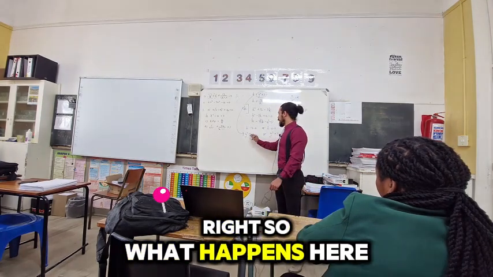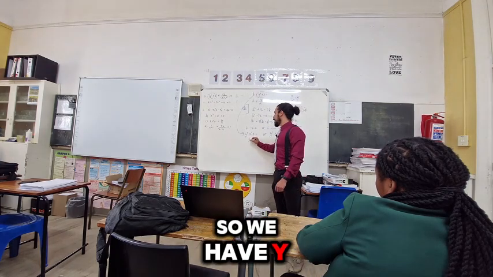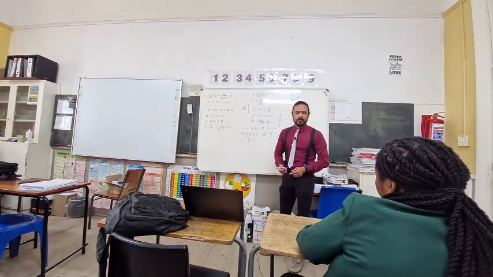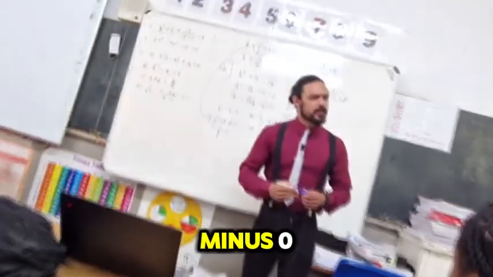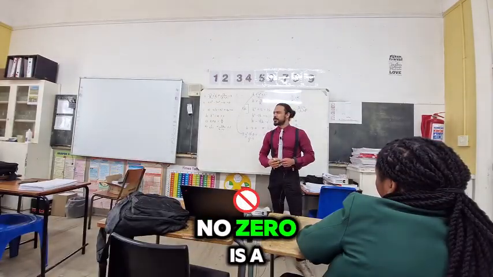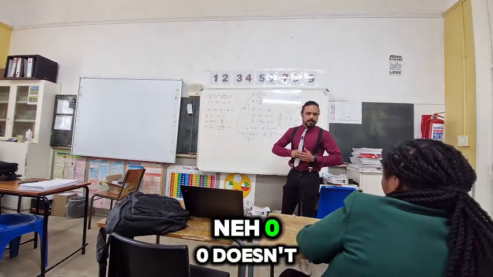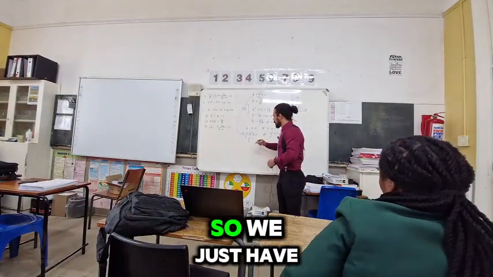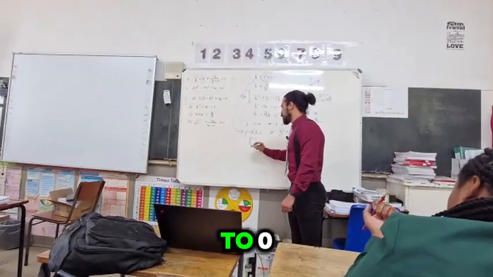Alright, so what happens here? The nice thing is that it cancels out. So we have y squared equals 0. You can take the square root on both sides, so that's going to be plus minus 0. But do we get the plus minus 0? No, 0 is a neutral number. 0 doesn't choose sides. It's a fence-sitter, right in the middle. So we just have y equals 0.